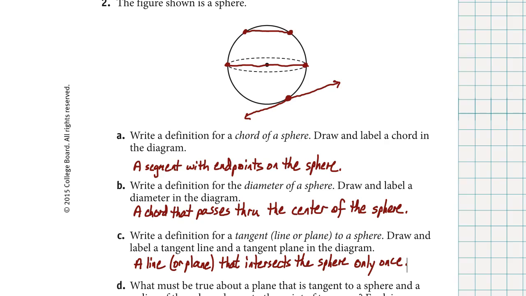A tangent plane would be a plane that intersects the sphere only once. The word plane refers to a flat surface. Imagine taking a basketball and sitting it on the floor. It would touch the floor at exactly one point on the ball. The floor would be tangent to the basketball.